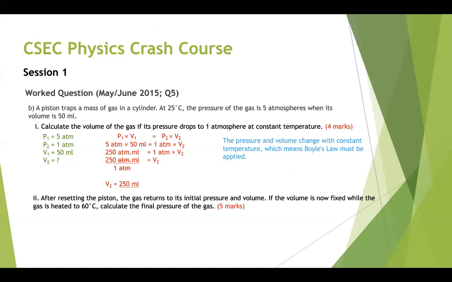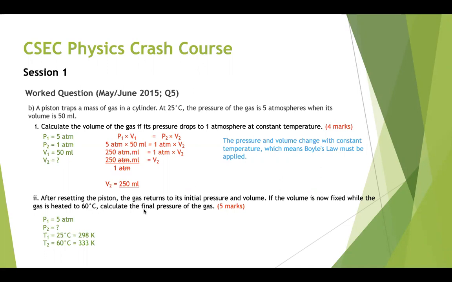So the final part of the question asks us to calculate the final pressure of the gas if the piston is reset and the gas returns to its initial pressure and volume, with the volume now being fixed and the temperature increasing to 60 degrees Celsius. All right. Now notice that in this case, the volume is now fixed and the temperature is going to increase from 25 degrees Celsius to 60 degrees Celsius.